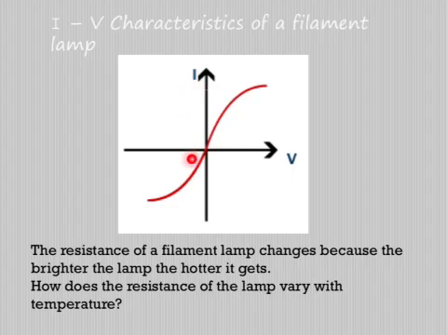This is a typical graph for a filament lamp. We just look at the positive half, don't worry about this other half. As the voltage gets higher, the filament also gets hotter. That's why it's a curve. The temperature doesn't stay constant.